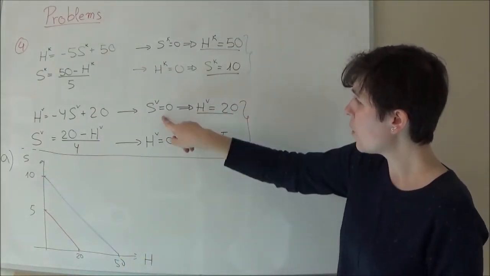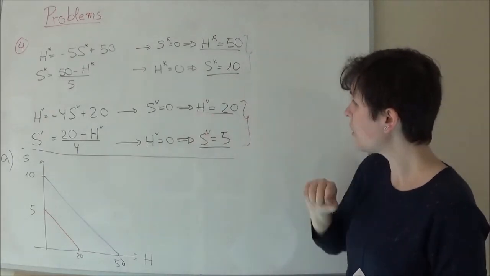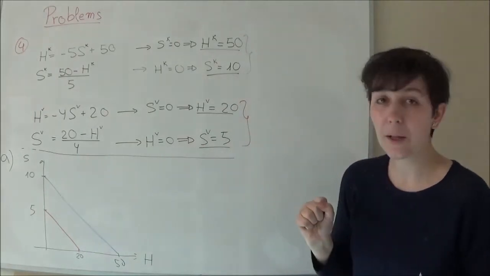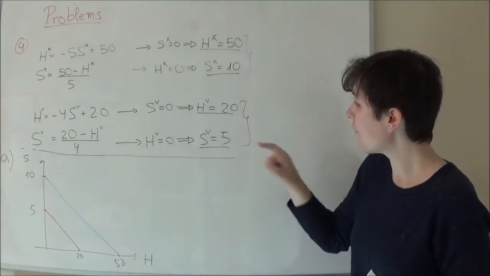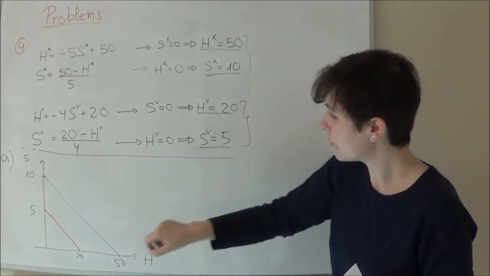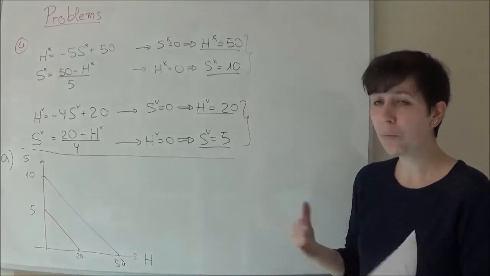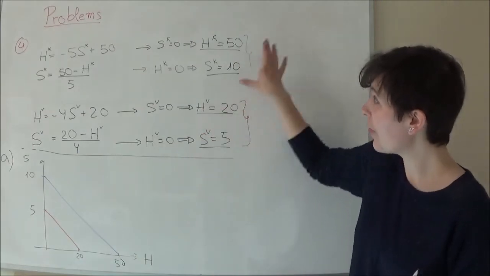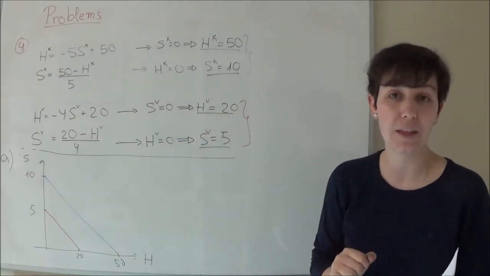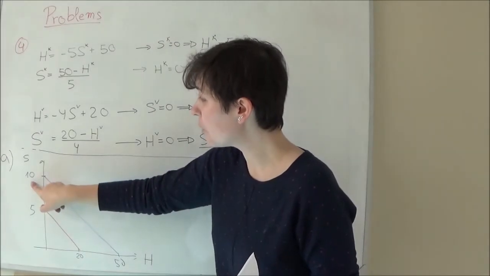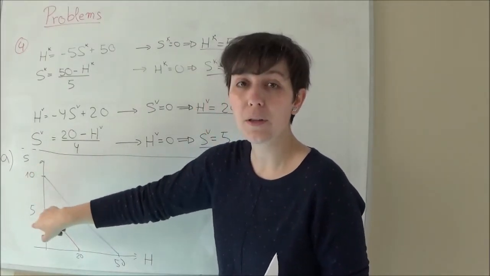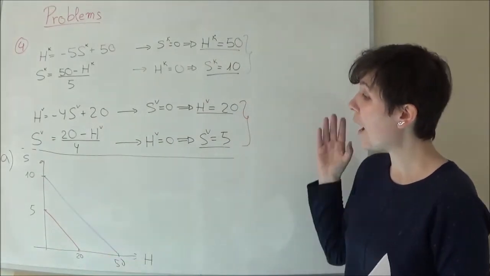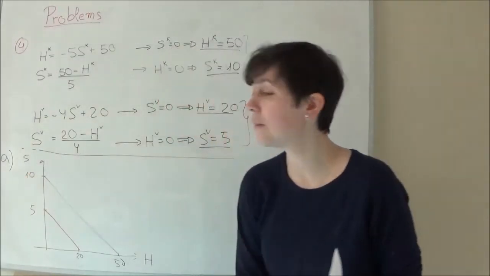And now for the other, when the number of swords is 0, I'm going to be able to produce 20 units of helmets. And when I'm not producing helmets at all, I'm going to produce 5 units of swords. That is here. So now I can compare both economies, and I'm able to see that, for sure, this economy is the best at doing everything. Because when this economy is producing swords, it's going to produce more than the other economy. And when it's producing helmets, it's going to produce more than the other economy. So I already answered this section A.